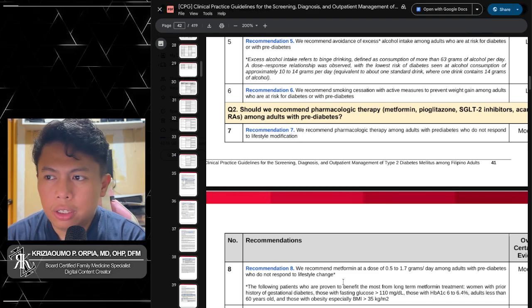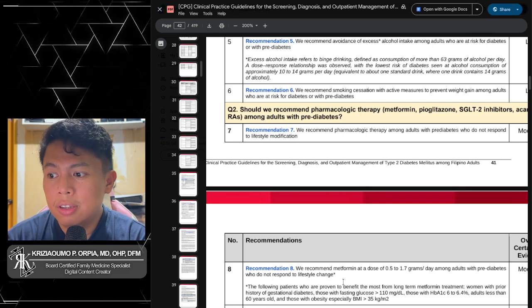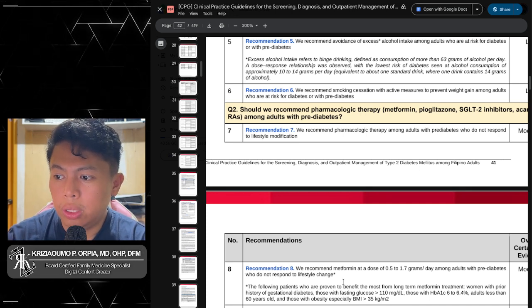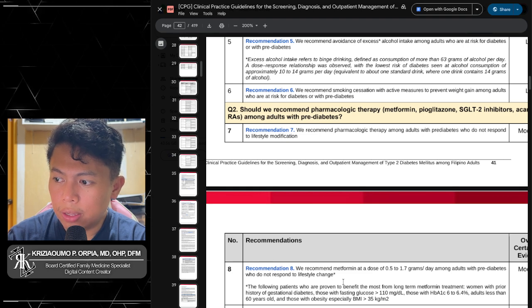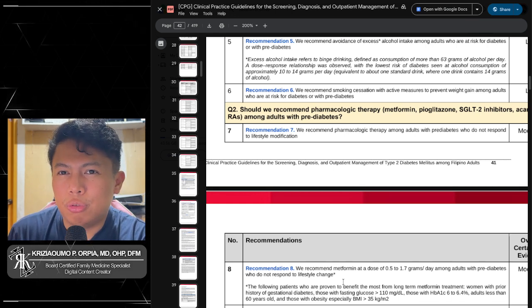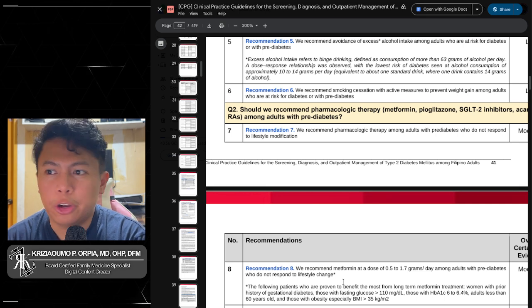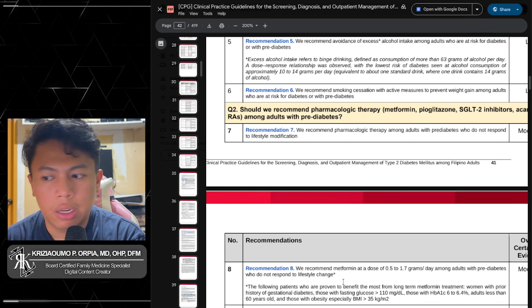So, hopefully, naintindihan nyo to. You can provide medication na for pre-diabetes. That depends also with your perspective on management of lifestyle. So, you could move around with this recommendation. Recommendation 7 to recommendation 9.